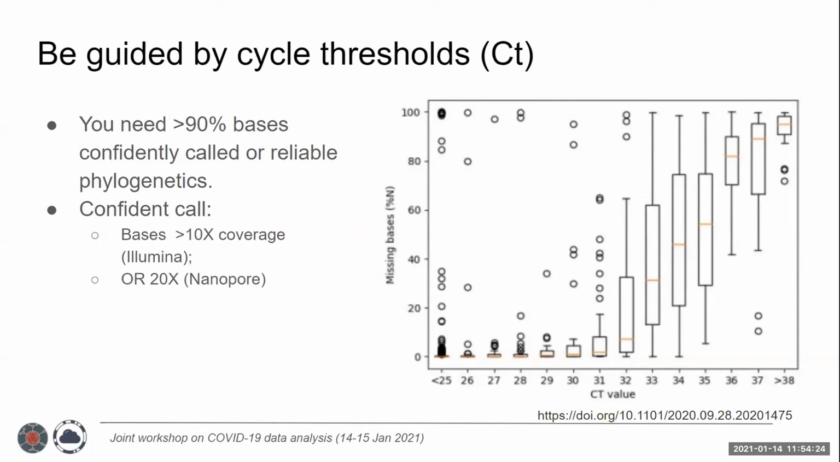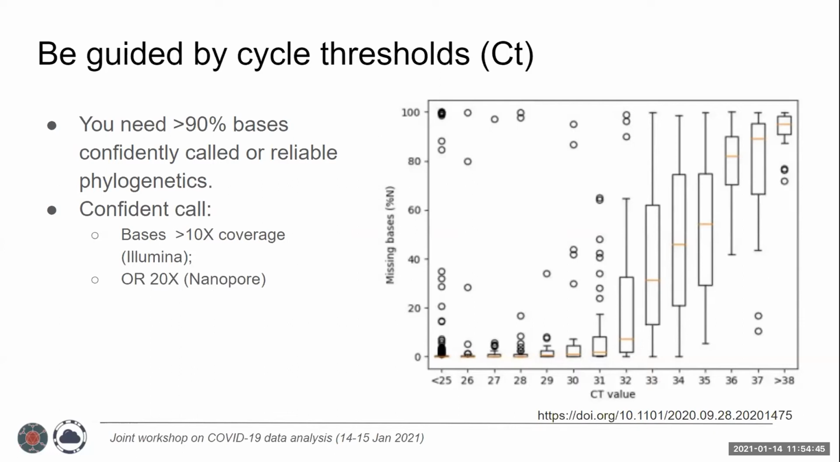In our study of our local area, we found a CT over 32 is probably a no-go, which is illustrated here with this plot where you've got the CT value on the x-axis and then the percentage of uncalled bases on the y. And you can see a rapid increase in the number of missing bases over a CT of 32, at least for us.